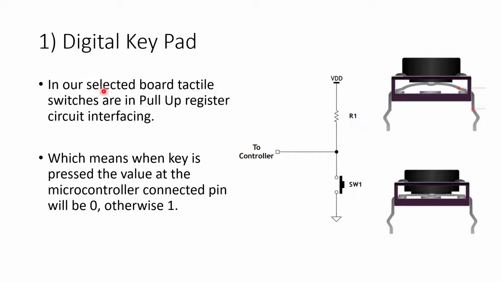Digital keypad. In our selected board, tactile switches are in a pull-up resistor interface. So this is a pull-up resistor circuit interface, which means when the key is open, the pin at the microcontroller has a value of 1. When the key is closed or the switch is on, the microcontroller pin value goes to 0. These are the internal diagrams of the tactile switches.